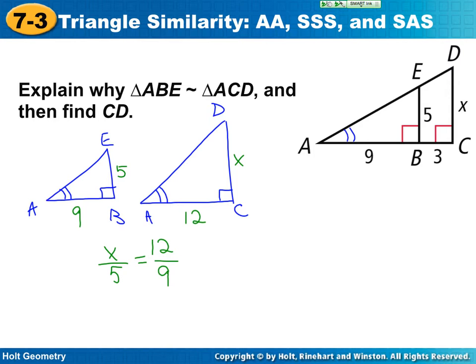So cross multiply. 5 times 12 is 60. 9 times x. 6.6 repeating. So it might be good to put 6 2/3 instead of a repeating decimal. All right, so drawing the triangles separately maybe is a good idea to do that.